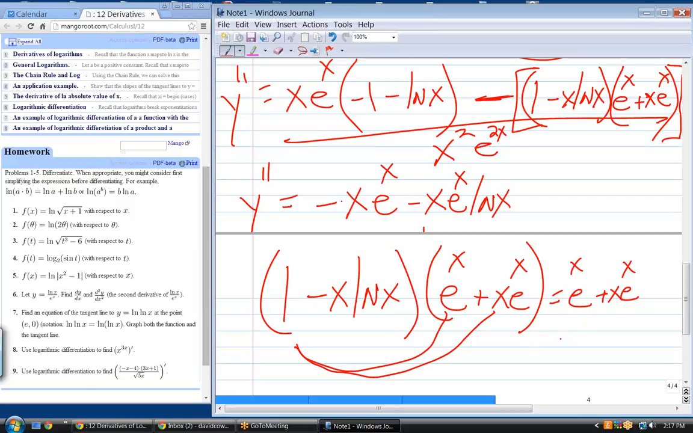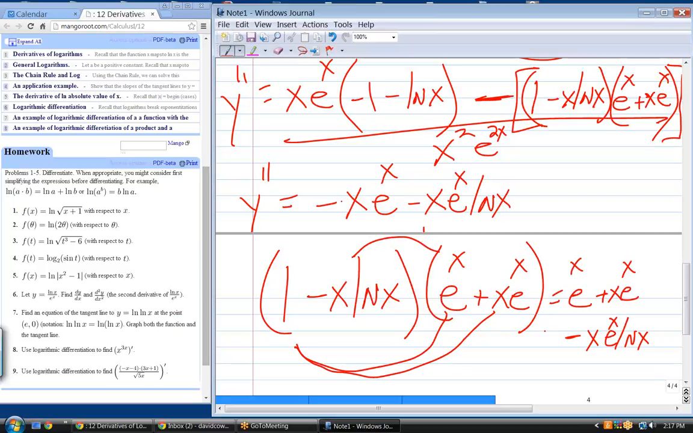And the third term? In other words, now we're going to multiply that by that. Negative x natural log of x e to the x. Yeah, let's write it like this. Whenever you have natural log, it's best to put it at the end. Otherwise, it can be confusing.